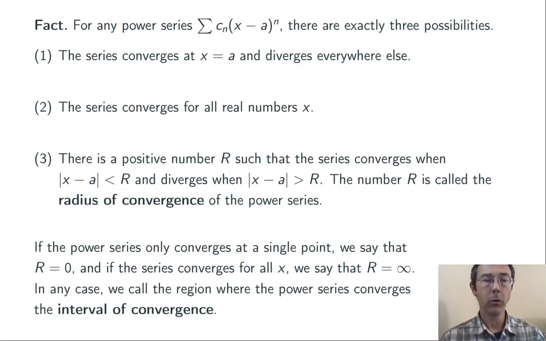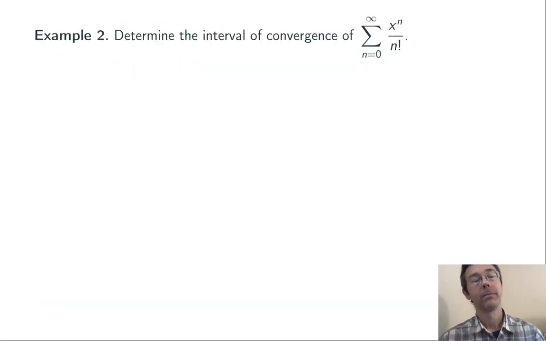Generalizing that a little bit more, we'll say that in case 1, the radius of convergence is 0, and in case 2, the radius of convergence is infinity. This lets us talk about the radius of convergence for any power series. Again, overall, every power series is going to converge in an interval centered about the center and having a certain radius, capital R. Let's do a couple of examples.